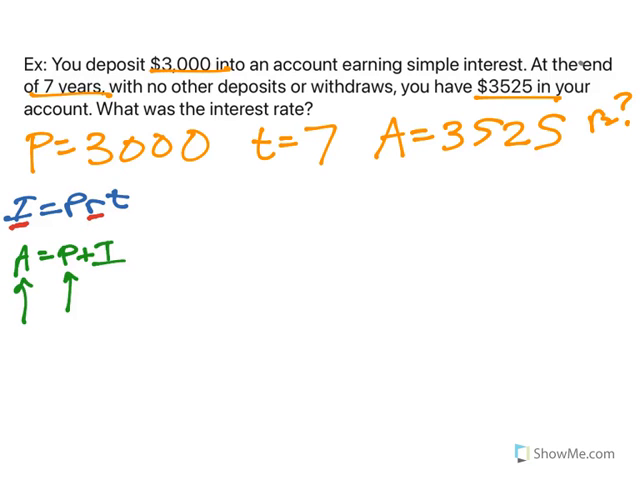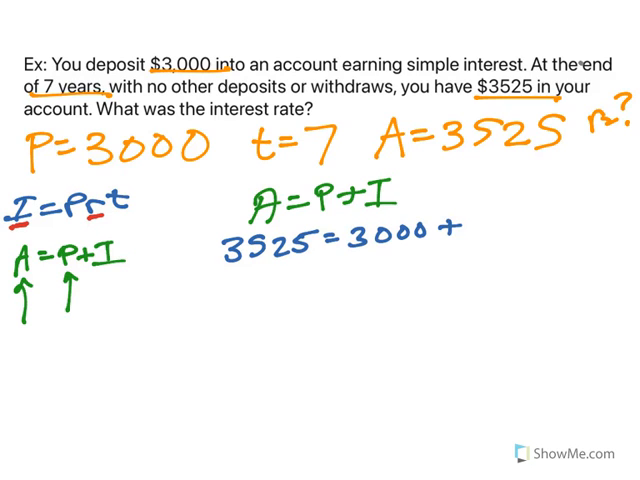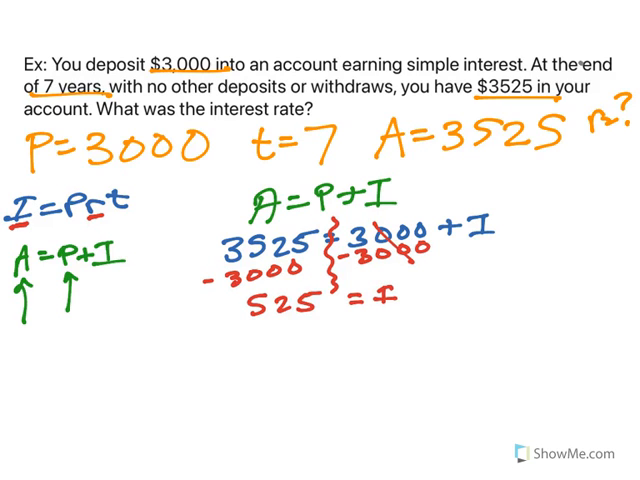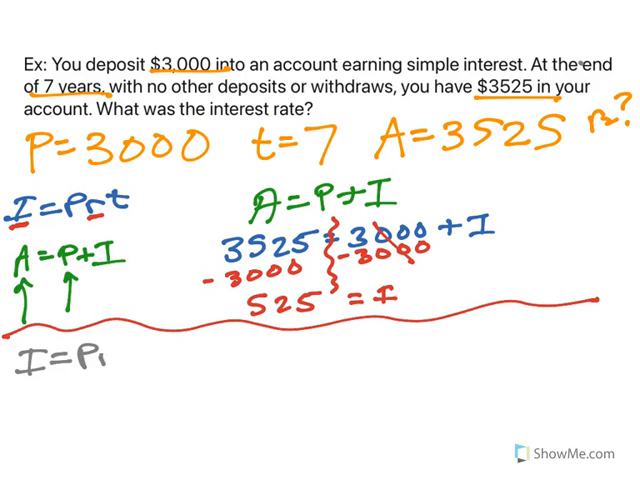So if I use the formula A equals P plus I, I can say, okay, that means 3,525 equals 3,000 plus the interest. Well, if I subtract 3,000 from both sides of that equal sign, remember, equations are all about keeping both sides the same, I get the interest to be $525. Great.